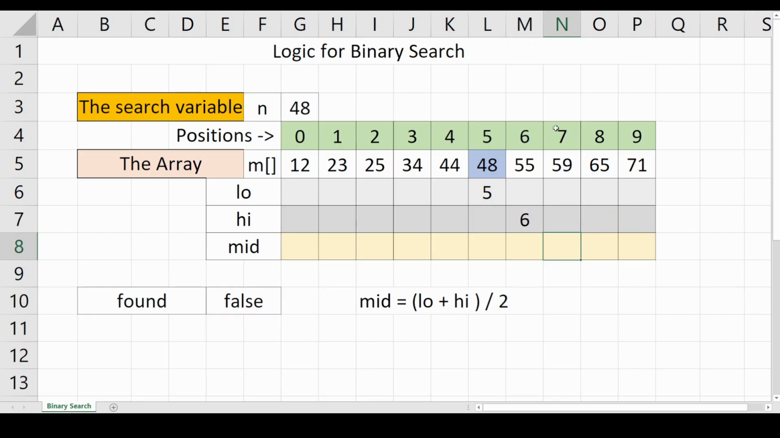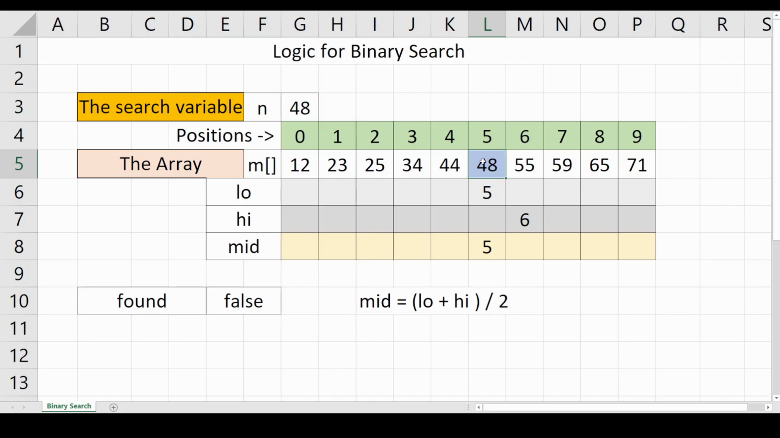Shall we calculate the mid again? So mid again would be 5 plus 6 divided by 2, which is actually 5.5. It will be treated as 5 because of the integer positions. Have we found it on this position? Yes, we have found it.